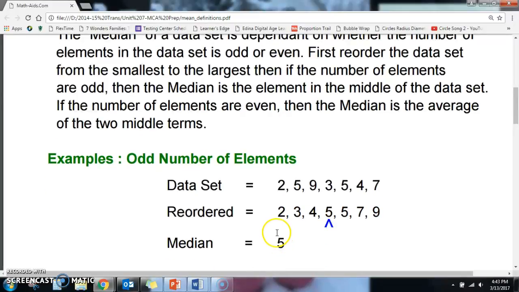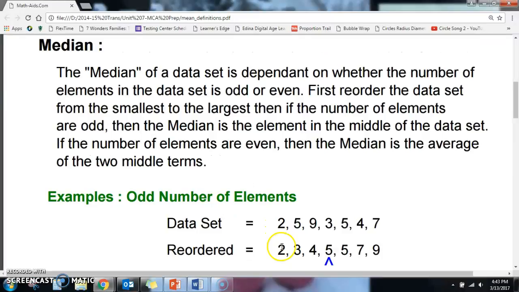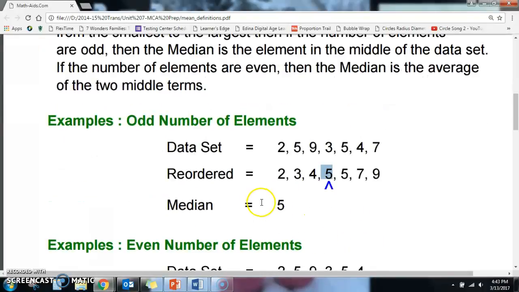Then you're going to determine what the median number is. And I like to do that by actually crossing off one number from each end. So I would cross off 2, and then I would cross off 9. And then I would go back and cross off 3, and I would cross off 7. And then I would cross off 4, and then I would cross off 5 on the other end. And that leaves me with 5 in the middle. Okay, it was the only number left in the middle. So that means your median is 5.